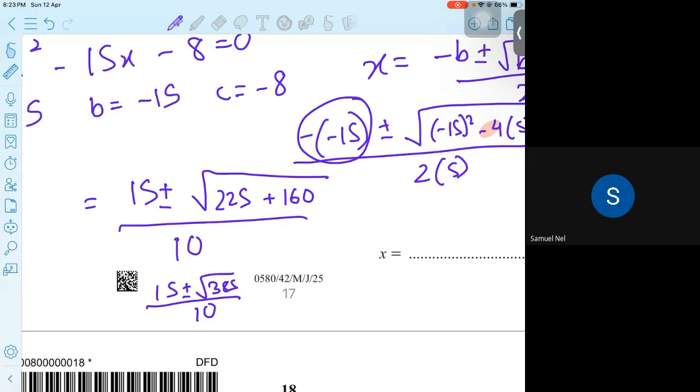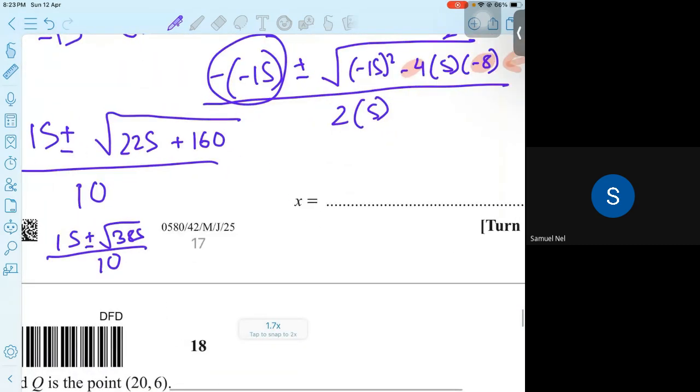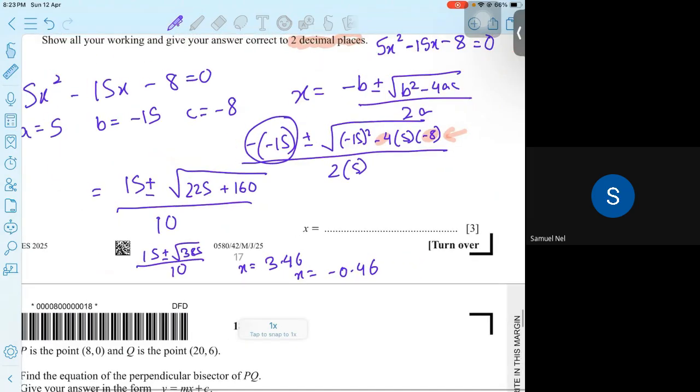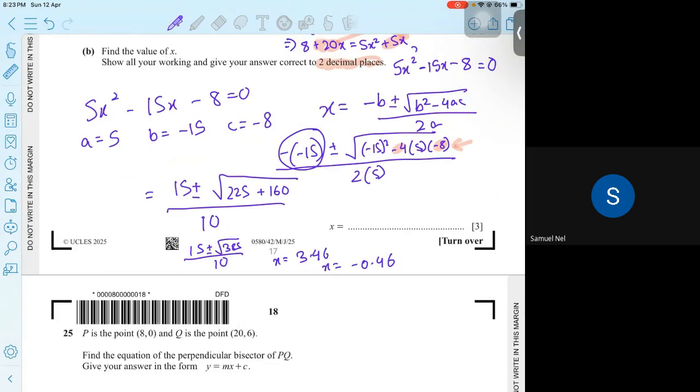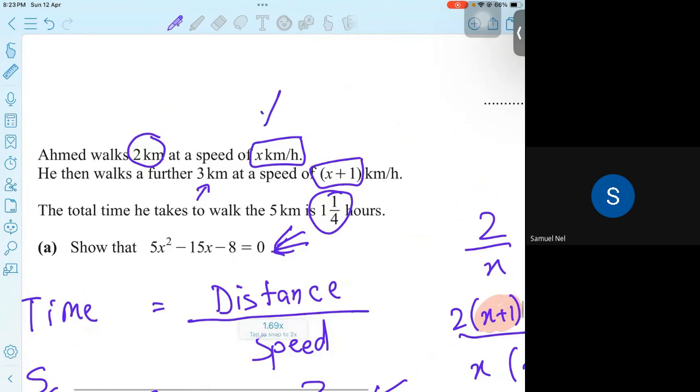So once you have this, I think 15 plus or minus the square root of 385, over 10. If you use this in the calculator, you should have 2 values. As far as I recall, x is going to be 3.46, and x is equal to negative 0.46. So you might argue that x has 2 answers, but we have to go back to what the x actually stood for. This x was a speed.